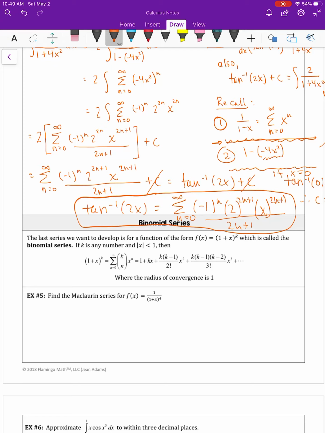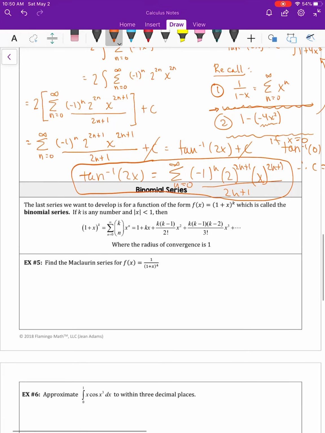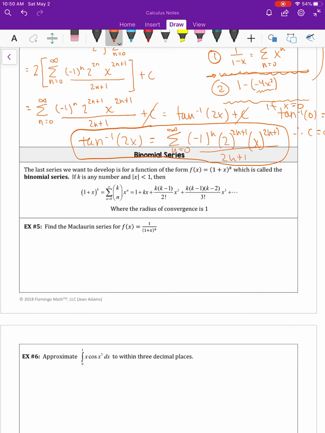The last series we want to develop is for a function of the form f of x equals 1 plus x to the k, which is called the binomial series. So if k is any number and the absolute value of x is less than 1, then 1 plus x to the k is equivalent to the power series summation from n equals 0 to infinity of k taken n times x to the n, okay? And that's where the radius of convergence is 1.